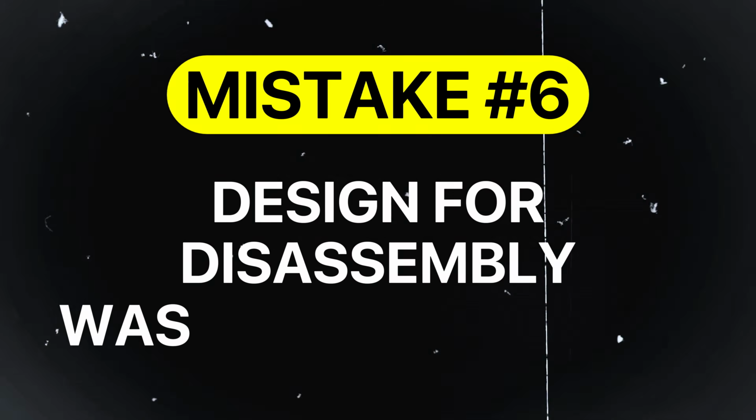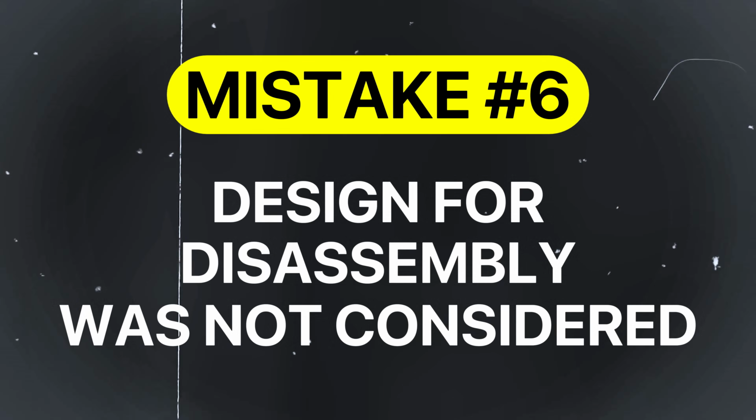Lastly, mistake number 6 is your part can't be disassembled for repair or maintenance. Add access panels, modular sub-assemblies, and captive screws so the product lives longer and is easier and cheaper to service and maintain.